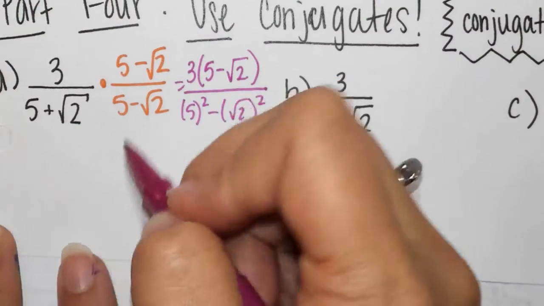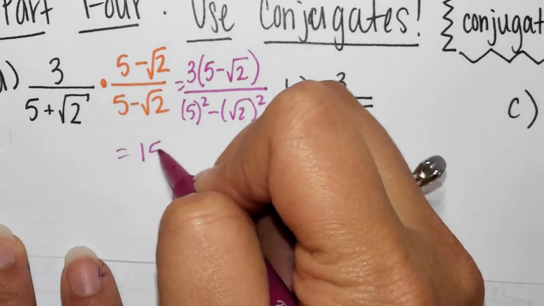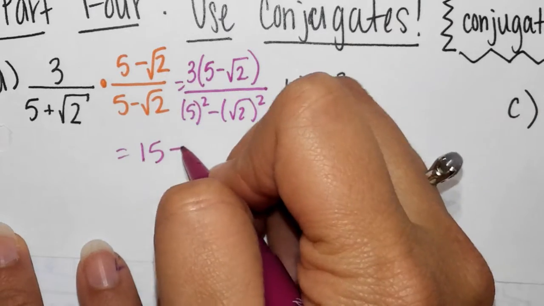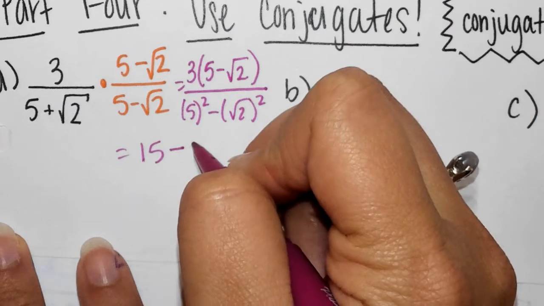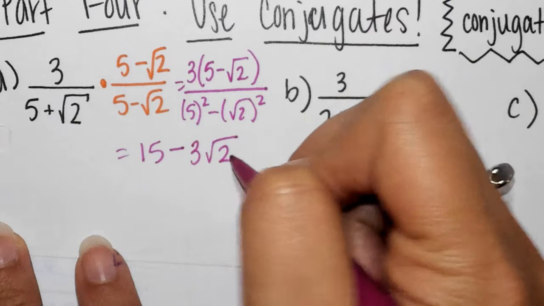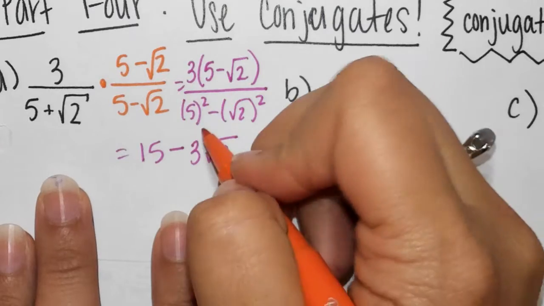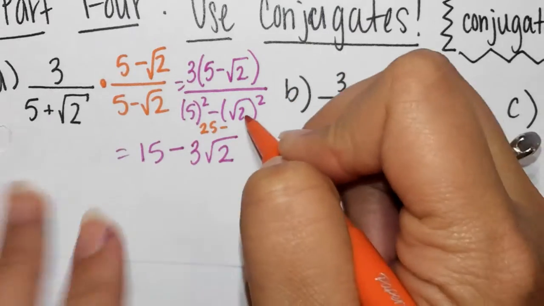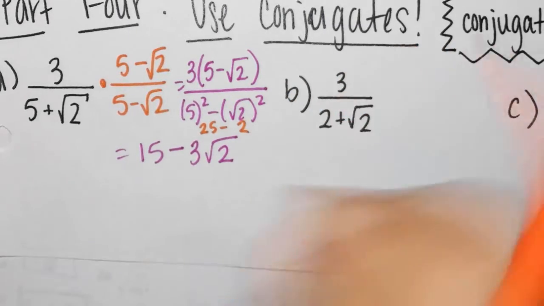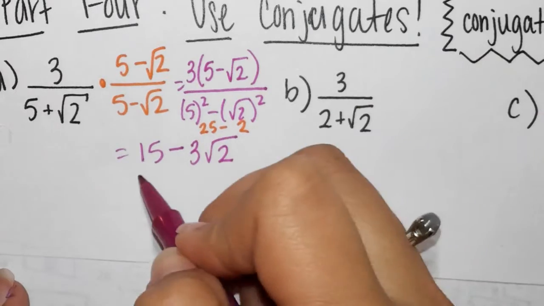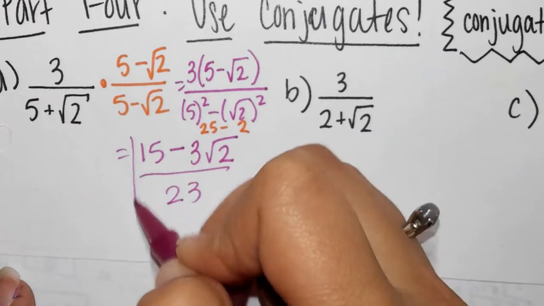Alright, so now how would we get rid of parentheses? Distribute. So what's 3 times 5? 15. And what's 3 times the square root of 2? 3 root 2. Are you ready to see what the denominator does? What's 5 squared? 25. The square root of 2 squared is 2. So what's 25 minus 2? 23. And you're done.